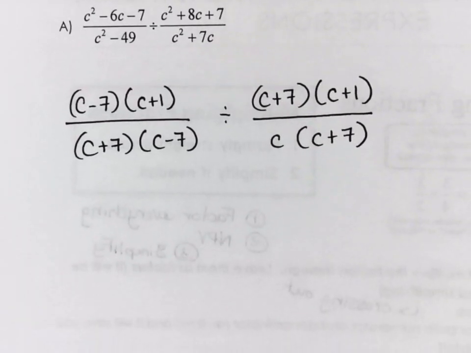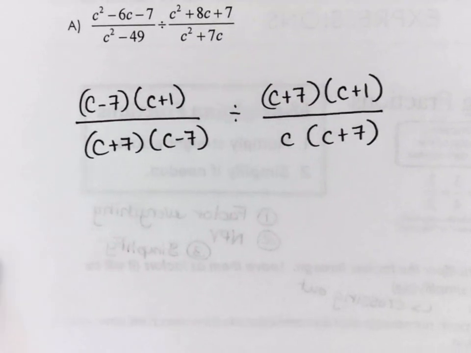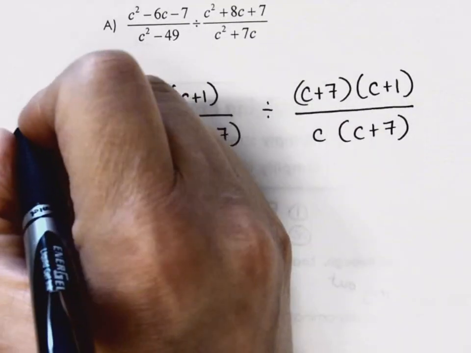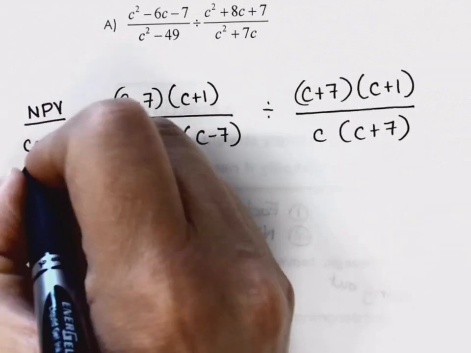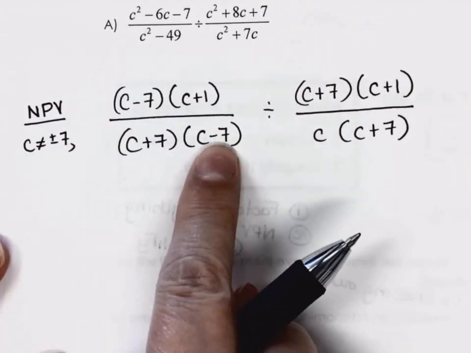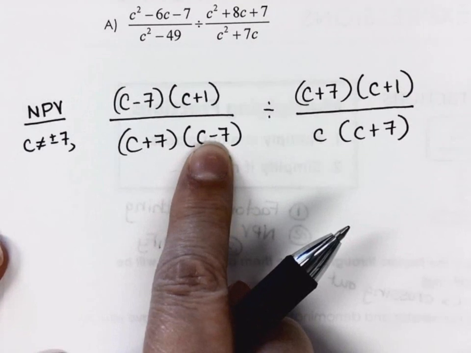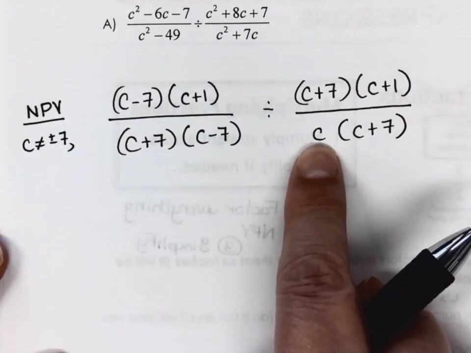Okay, so I factored everything. So what's my next thing? Not yet. So factor everything, and then we do our NPVs. So C cannot equal plus minus 7, because that's those two right there. And that's -7. But what's this guy? 0.